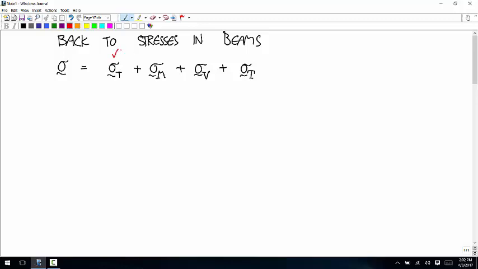This one we've already done. That was the simplest of them. Now we're going on to stress due to bending moment. These, in our examples, are both going to be XX stresses. This is only going to be an XY shear stress, and this is only going to be shear stress, but it has a few options.